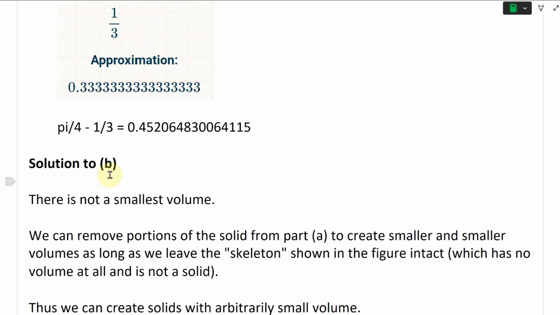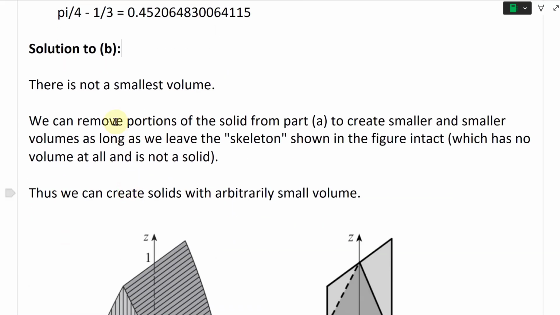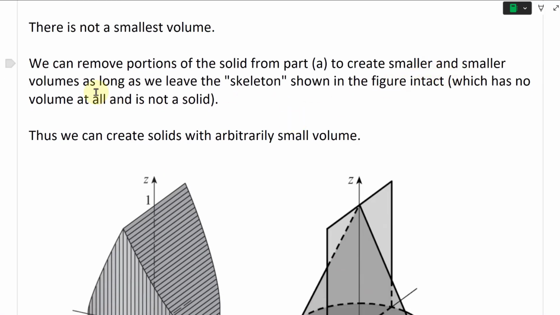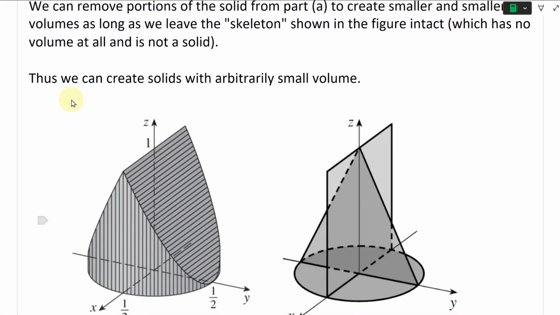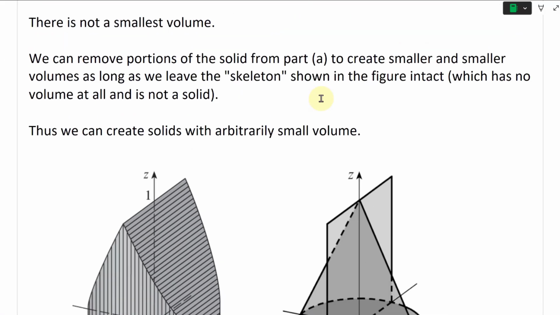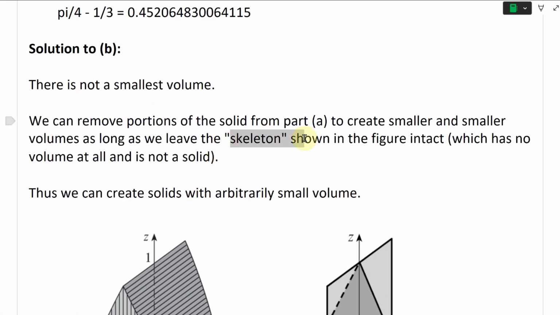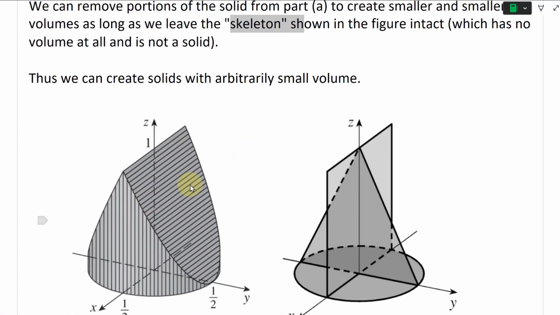So going further here to the solution to part B. There is not a smallest volume, and we can remove portions of the solid from part A to create smaller and smaller volumes as long as we leave the quote skeleton shown in the figure intact, which has no volume at all and is not a solid. Thus we can create solids with arbitrarily small volumes. So yes, basically as long as we have the skeleton there, we can have basically any amount of material on it, just any kind of thickness as long as it's super, super small. And yeah, we can just do arbitrarily small. It can go even smaller and smaller. So there's no smallest volume.